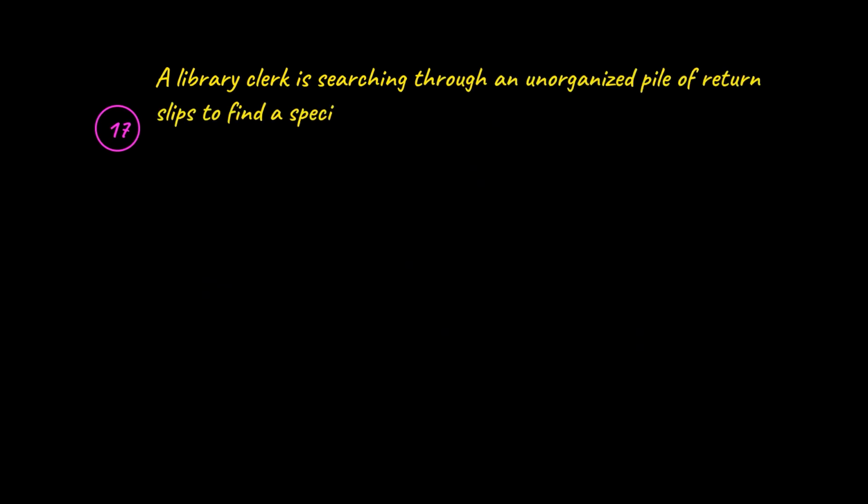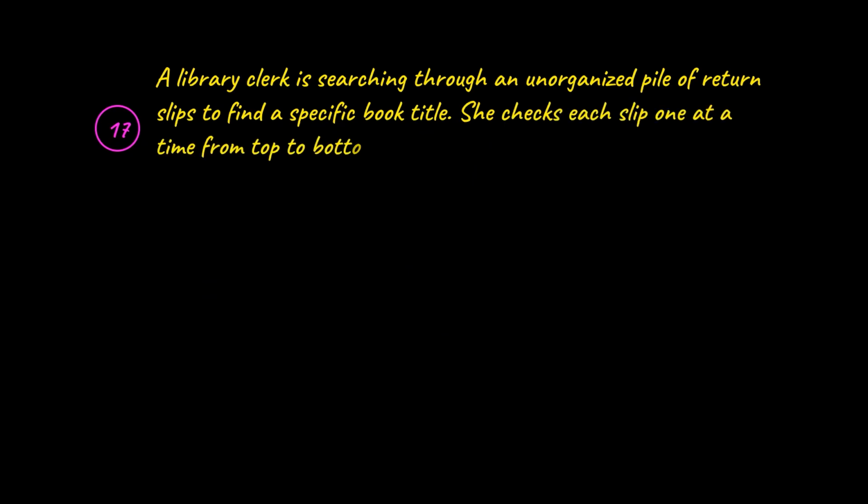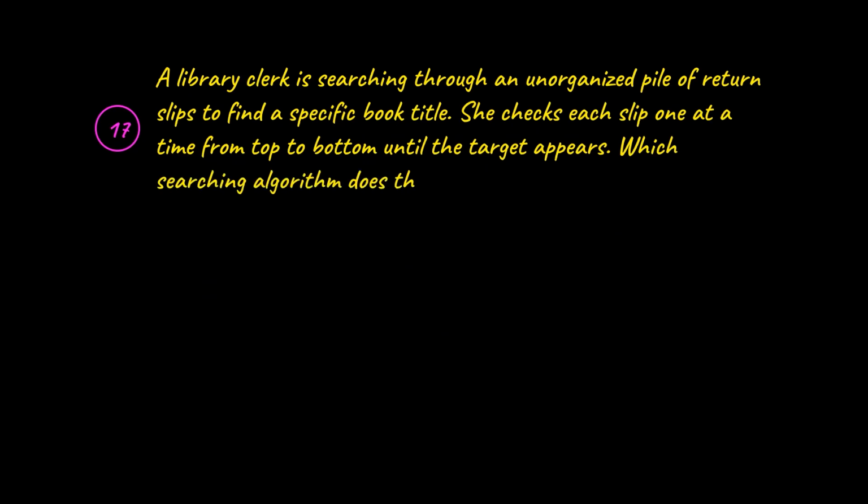Question 17. A library clerk is searching through an unorganized pile of return slips to find a specific book title. She checks each slip one at a time from top to bottom until the target appears. Which searching algorithm does this manual process resemble?